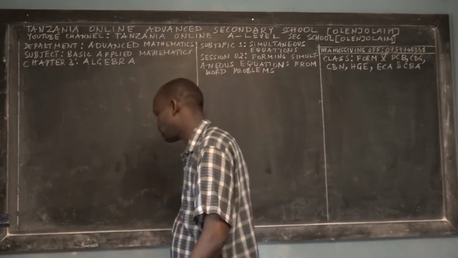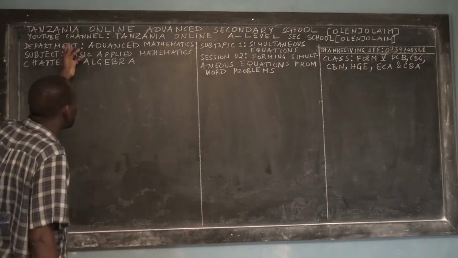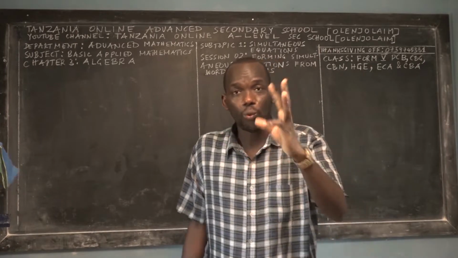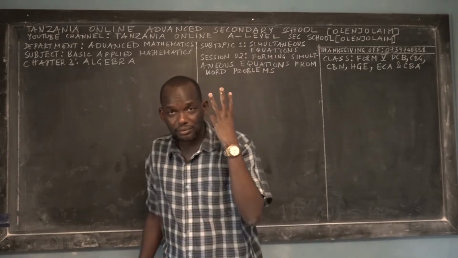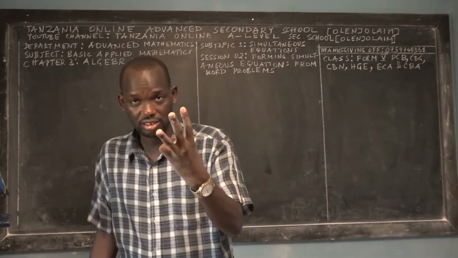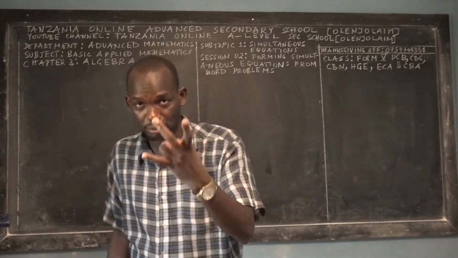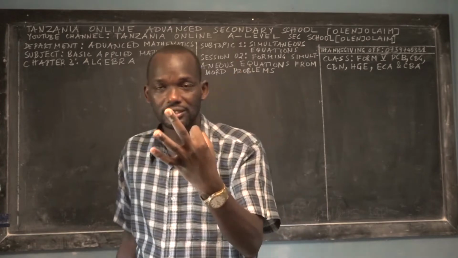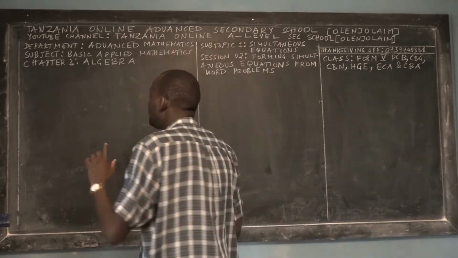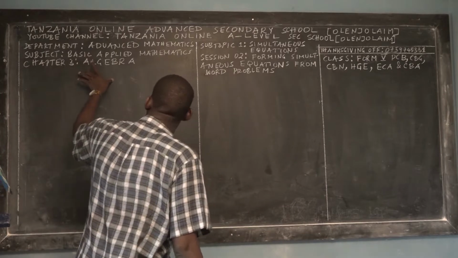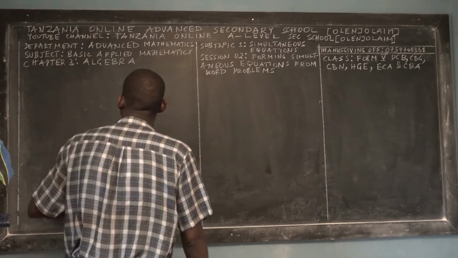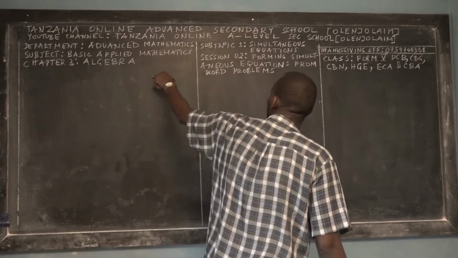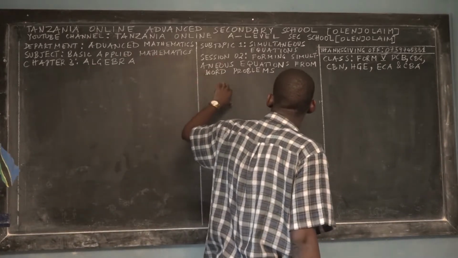So, I don't want to waste much of your time. We are in the department of advanced mathematics. Here we are teaching 4 subjects in this department: advanced pure mathematics from Form 5, advanced pure mathematics from Form 6, basic applied mathematics from Form 5, and basic applied mathematics from Form 6. Then we would like to teach you chapter 3, which is algebra, right? The subject of the day is basic applied mathematics, or in short we call it BAM.